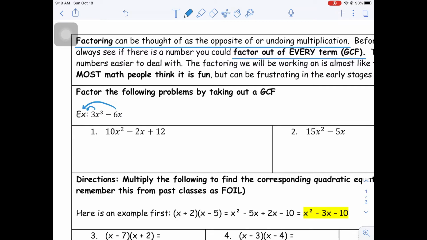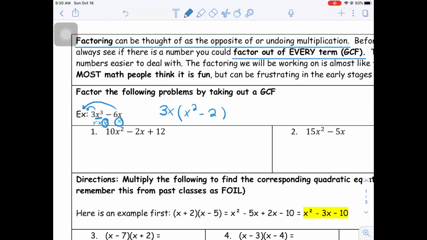Okay. From here, you can see that there's 3 x's. This is x times x times x, and then there's 1 x here. So it looks like we could pull an x out of this one and an x out of this one. And we would do the same thing. It would just be like pulling it to the front. Okay? So we have 3x cubed minus 6x. So a 3 comes out of both of those. And an x also comes out of both of those. So then what we'd have left would be x squared minus 2.